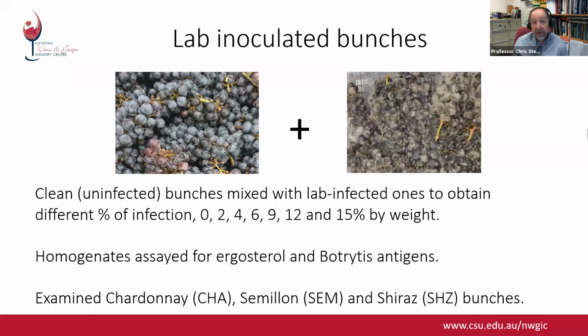In the next series of experiments, we took lab inoculated bunches now, as opposed to berries. And it's one of these things, whenever I have funding to do Botrytis work, there seems to be dry years, so we have to resort to lab inoculated material quite often. And same principle, we mix the bunches to obtain different infection levels. But in this case, we didn't just assay the homogenates for the antigens, we also measured the Agostrol content to try and get an indicator of fungal biomass. And here we looked at the Chardonnay, Semillon, and Shiraz bunches.